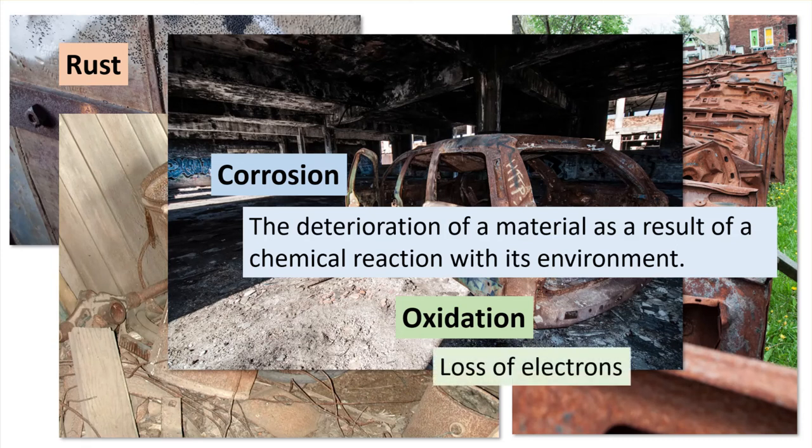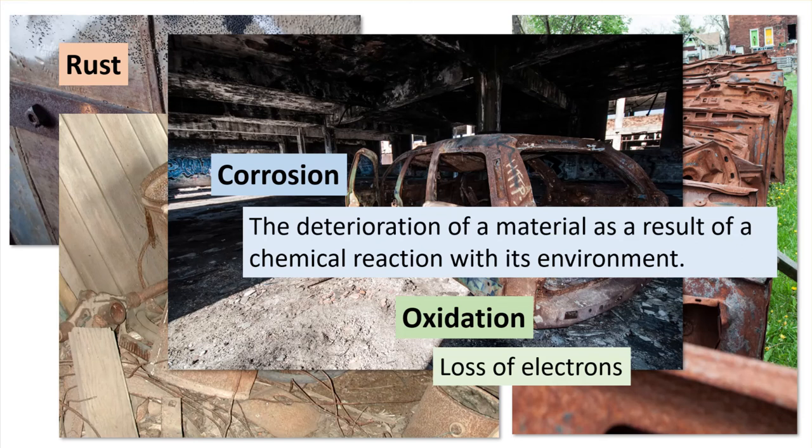Oxidation is when an element loses electrons to another element. Many metals are not in their stable form. To become stable, they need to give up some of their electrons. The process by which they do this is called oxidation.